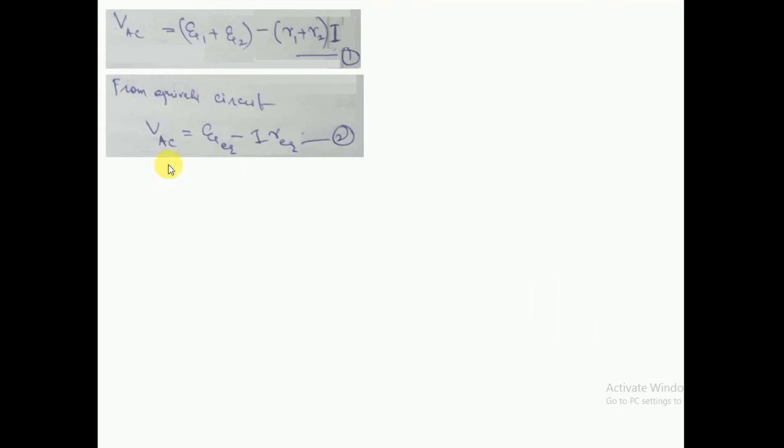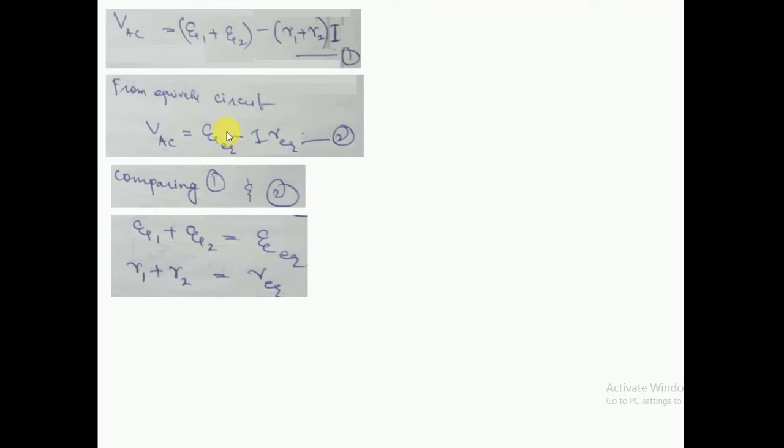If I use the same formula for the equivalent circuit, VAC will be E equivalent minus I R equivalent. So I'm using the same formula for the equivalent circuit, this is equation 2. Now I'll compare equation 1 and equation 2. Both are VAC, so instead of E equivalent I can write E1 plus E2. If you compare this, E1 plus E2 will be E equivalent, and R1 plus R2 is R equivalent. So I got E equivalent and R equivalent.